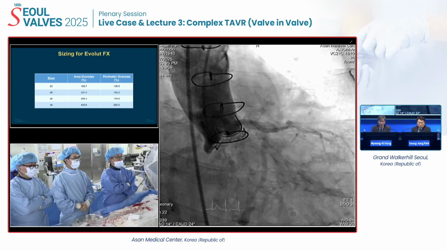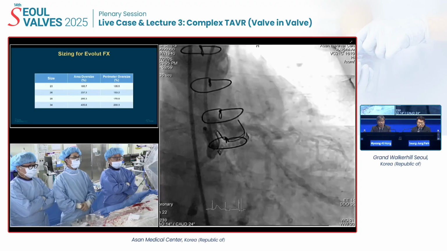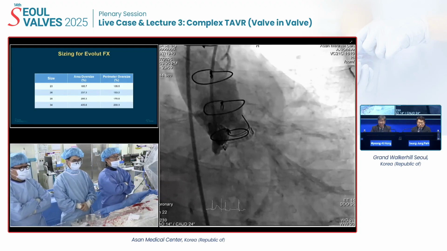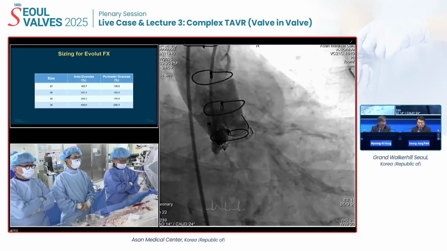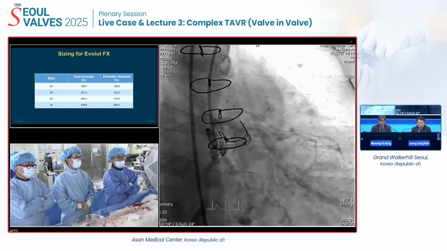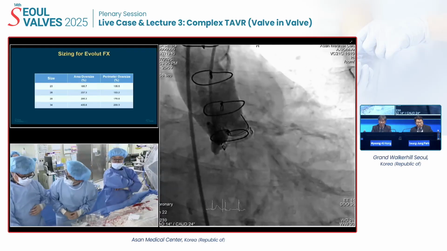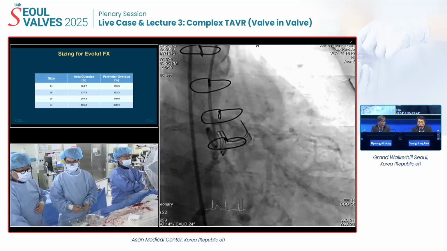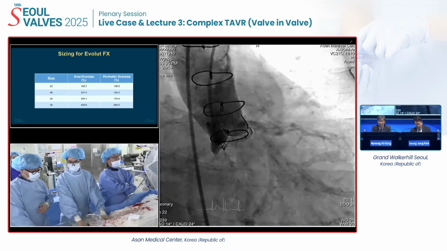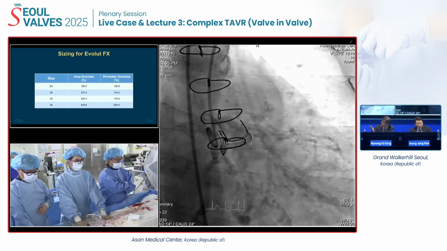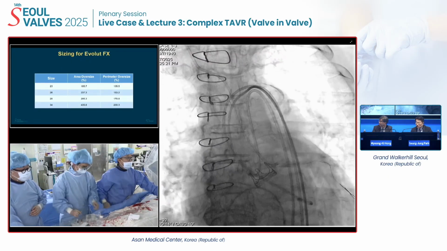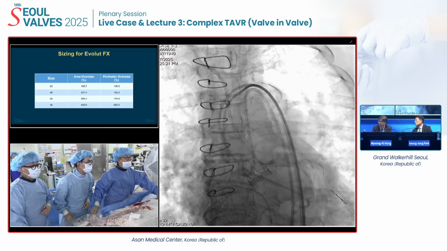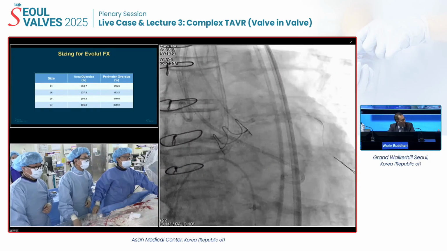This is the typical patient in Asia: a small woman who underwent a small-size surgical valve, and more than 10 years later this phenomenon is common. It is a typical scenario for this kind of patient. Okay, go ahead. Yeah, I would do exactly the same thing, choosing a supra-annular self-expanding valve, protecting both coronaries.